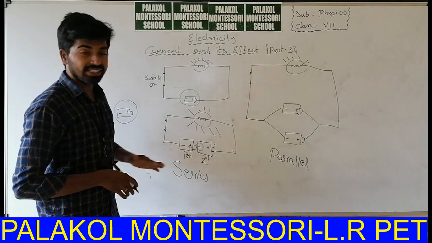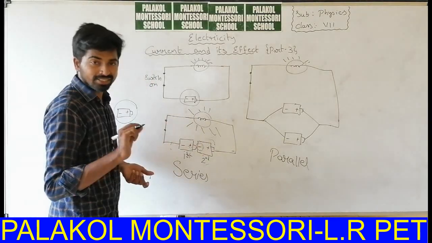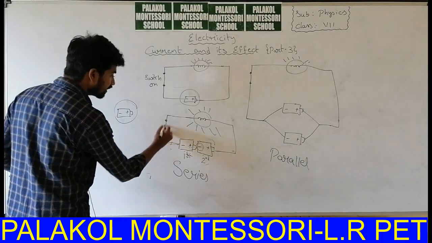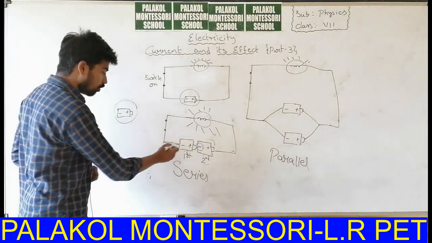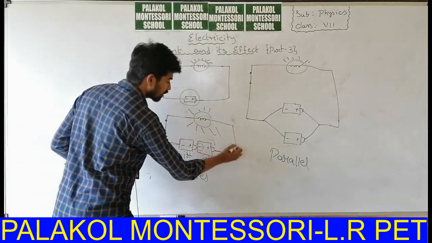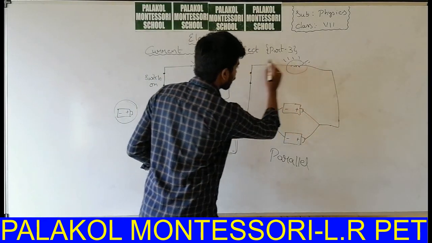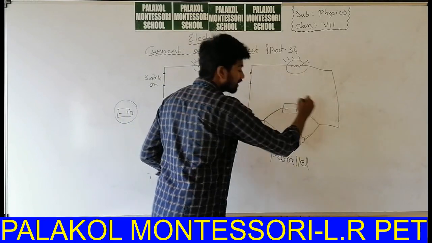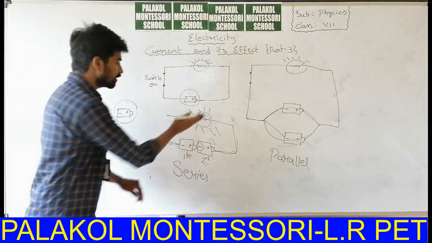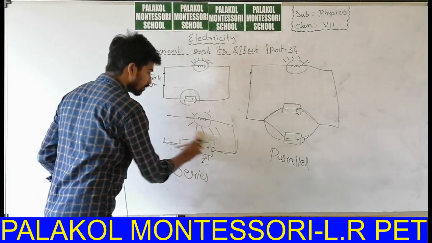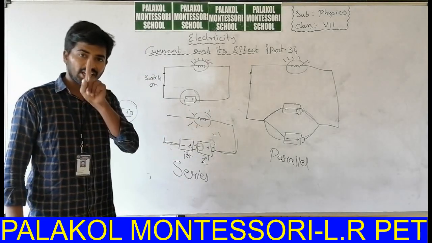In a series connection, there is only a single path for the current. The current will flow only like this, right? There is only one route for the flow of current. If there are any gaps in the circuit, the bulb doesn't glow. Why? Because there is only one path. The current will go along only one path.